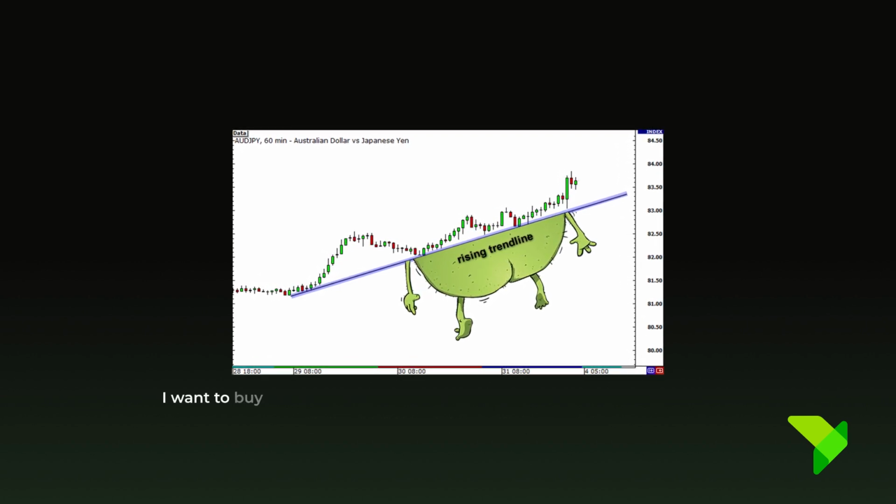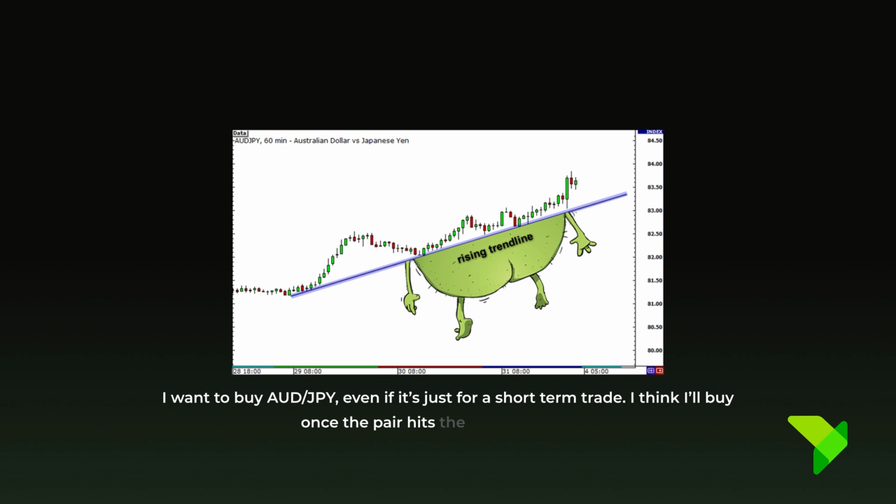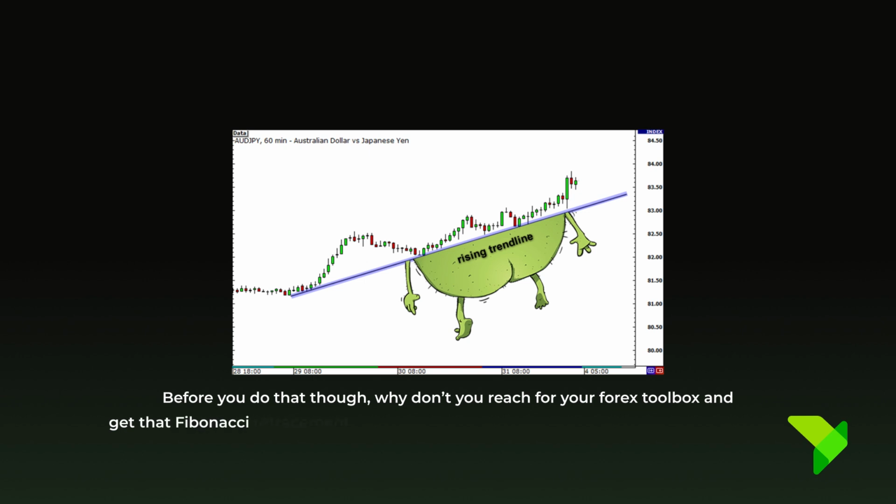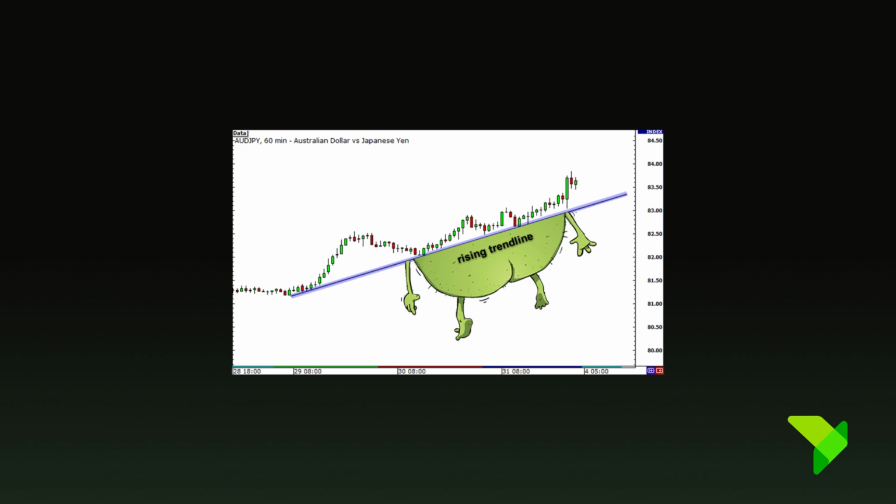I want to buy AUD-JPY, even if it's just for a short-term trade. I think I'll buy once the pair hits the trend line again. Before you do that though, why don't you reach for your Forex toolbox and get that Fibonacci retracement tool out? Let's see if we can get a more exact entry price.